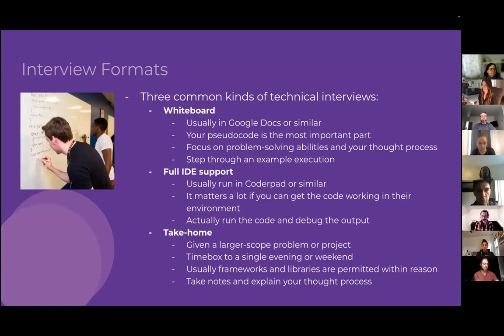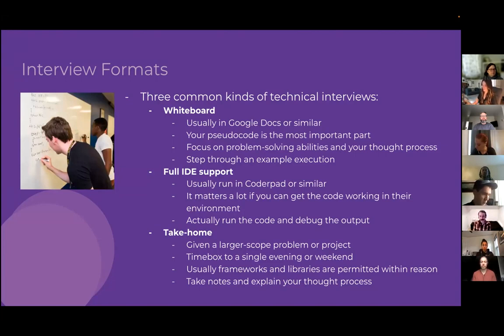For a whiteboarding exercise, usually it's your pseudocode and your approach to the algorithm that's the more important part than the syntax and whether it would actually run. It's really focused on your problem-solving abilities, your thought process. And whenever you test out your algorithm, it's just stepping through it and mentally executing the lines of code in your head and keeping track of what the variables would be, rather than actually running it. Now contrast that to another style, which is the full IDE support.